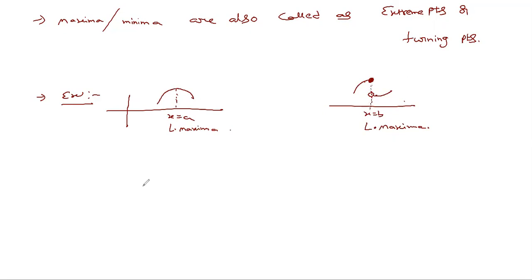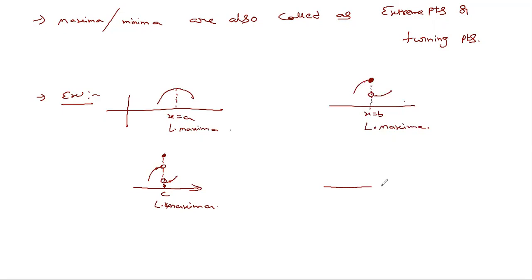Okay, so what about this? If I consider this is c, what about c? Local maxima. You can observe f of c is this, then f of c plus is smaller, f of c minus is also smaller than f of c. That's why it is local maxima.